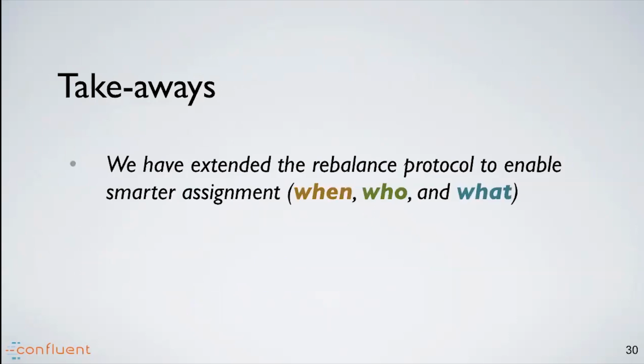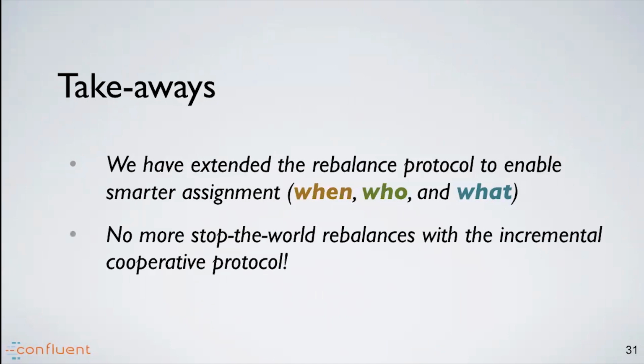Cool. Okay, so I'll just leave you with a few takeaways. Basically, the goal was to extend the rebalance protocol to be smarter about how it assigns and when it triggers a rebalance. So KIP 429 really is targeted at the who and the what, so that only what actually needs to be shuffled around ends up being involved in the rebalance. And what that means is consumers can retain ownership of their partitions during the rebalance, which means they can keep processing them, and we no longer have to stop the world and rebalance potentially for no real reason at all.